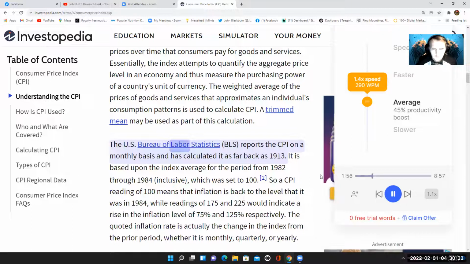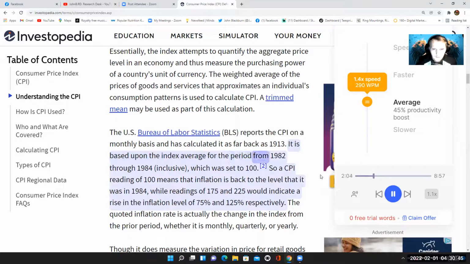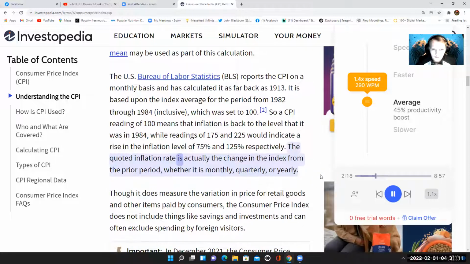The U.S. Bureau of Labor Statistics, BLS, reports the CPI on a monthly basis and has calculated it as far back as 1913. It is based upon the index average for the period from 1982 through 1984, inclusive, which was set to 100. So a CPI reading of 100 means that inflation is back to the level that it was in 1984, while readings of 175 and 225 would indicate a rise in the inflation level of 75% and 125% respectively.